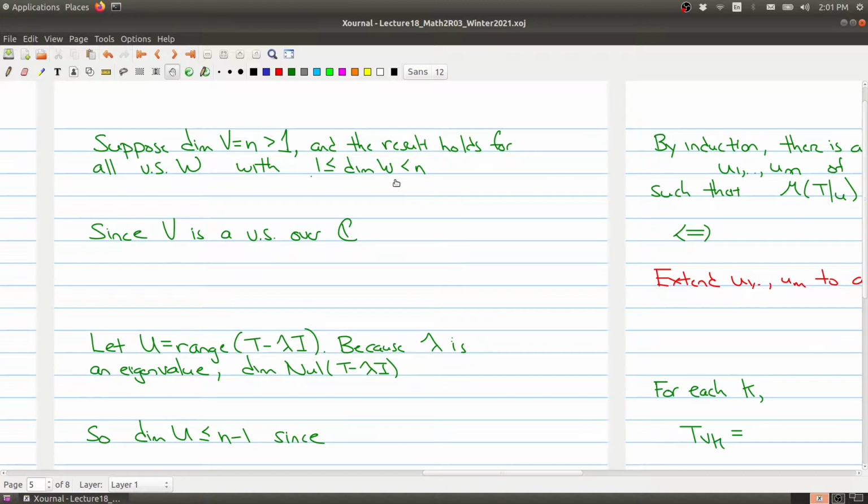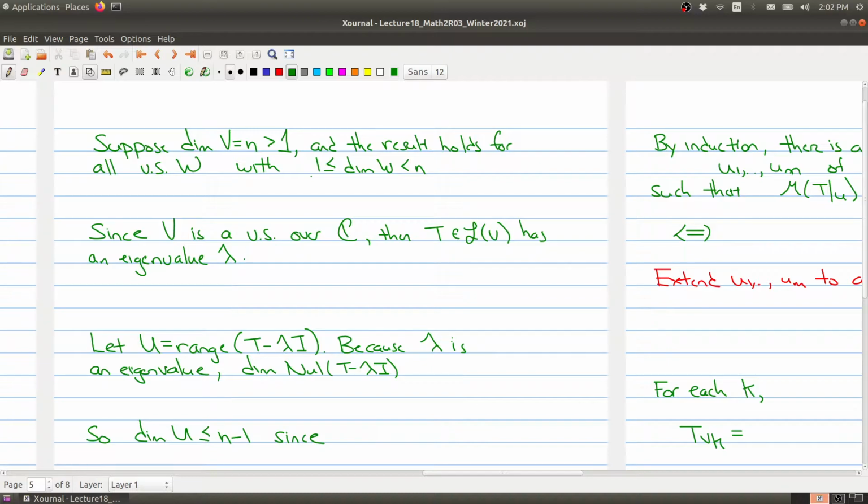Now what can we say? Since V is a vector space over the complex numbers, we proved in last class that T inside of L(V) has an eigenvalue. That's going to be important here. This is really why we need to work over the complex numbers, so that we can justify that it has an eigenvalue. Let's call it lambda.